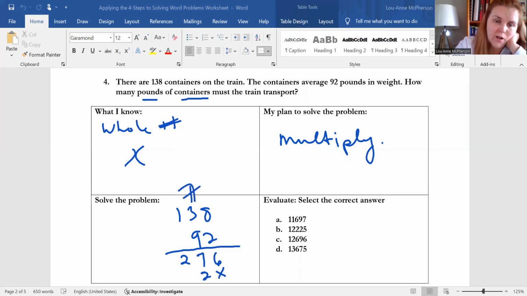Carry your 7 over. 9 times 3 is 27, plus 7 is 34. Carry your 3 over. 9 times 1 is 9, plus 3 is 12.